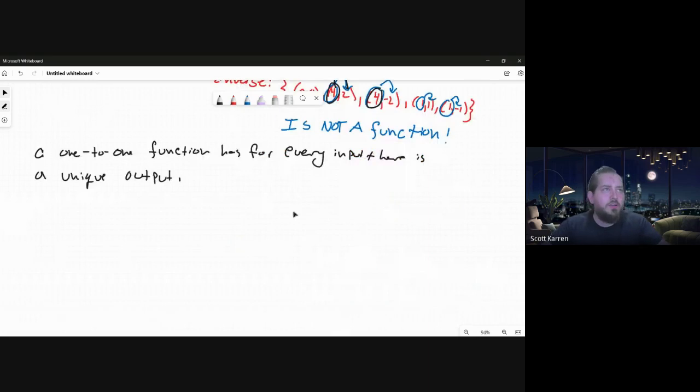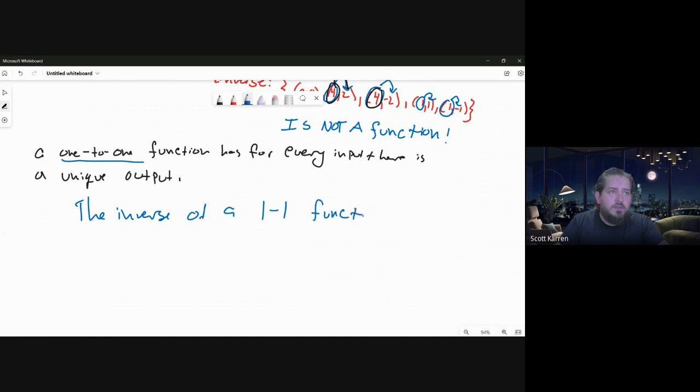And the reason that we care about that is that the inverse of a one-to-one function, sometimes you'll see it spelled out as 1-to-1, or just 1-1, is a function. But the inverse of a function that is not one-to-one will still be a relation, but it's not going to be a function.